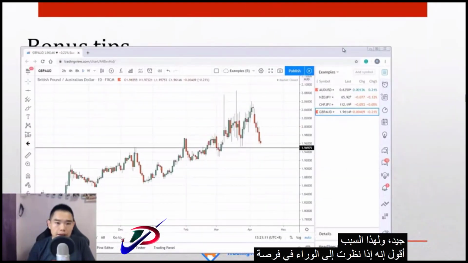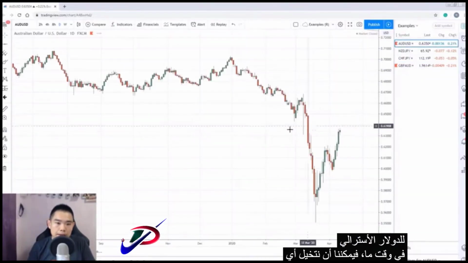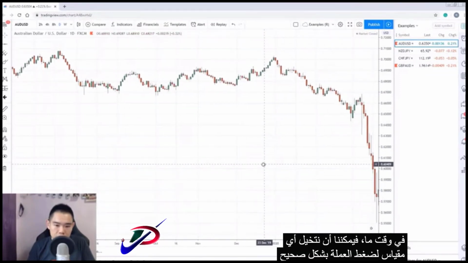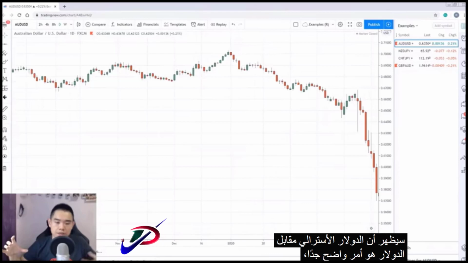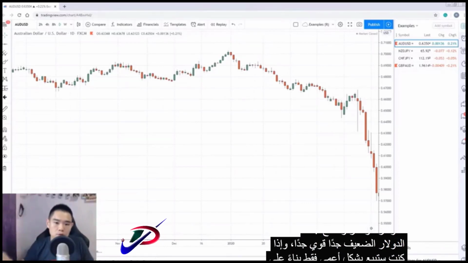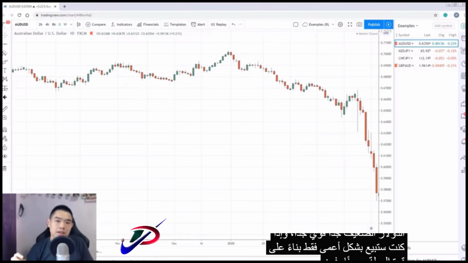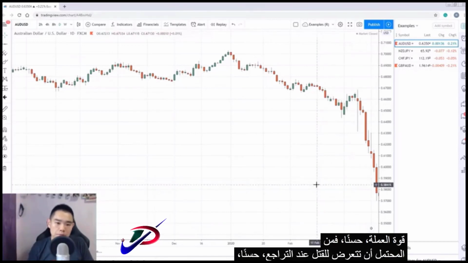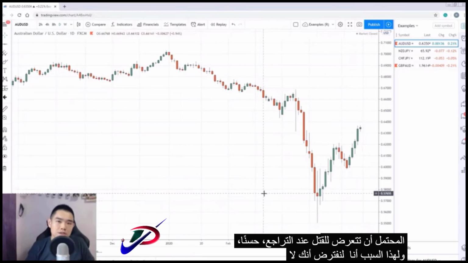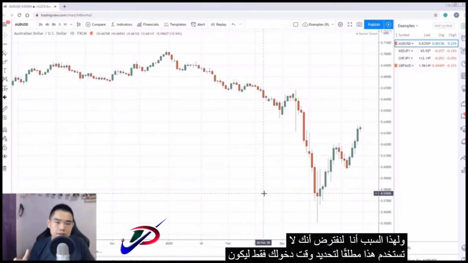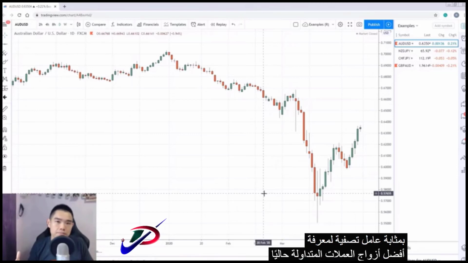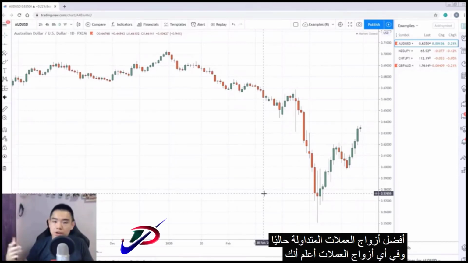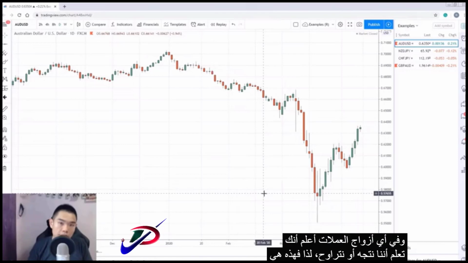If you look back at the charts, Aussie dollar, at one point in time, you can imagine that the currency strength meter will show that the Aussie against the dollar, Aussie is very weak and dollar is very strong. And if you were to blindly just sell based on the currency strength meter, you will probably get killed on the pullback. So this is why I said never use this to time your entry, just to serve as a filter to know which are the best trending currency pairs right now and which currency pairs are in a weak trend or range.